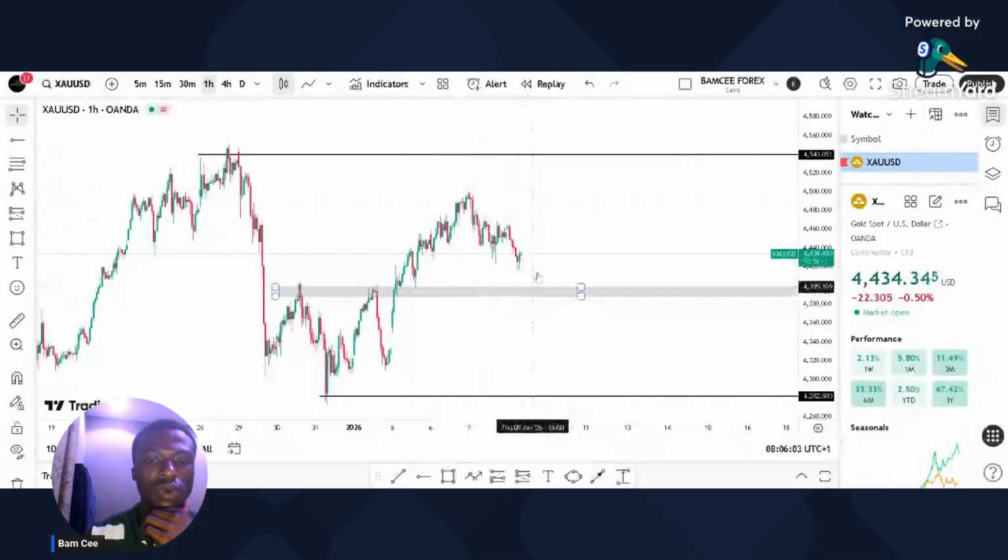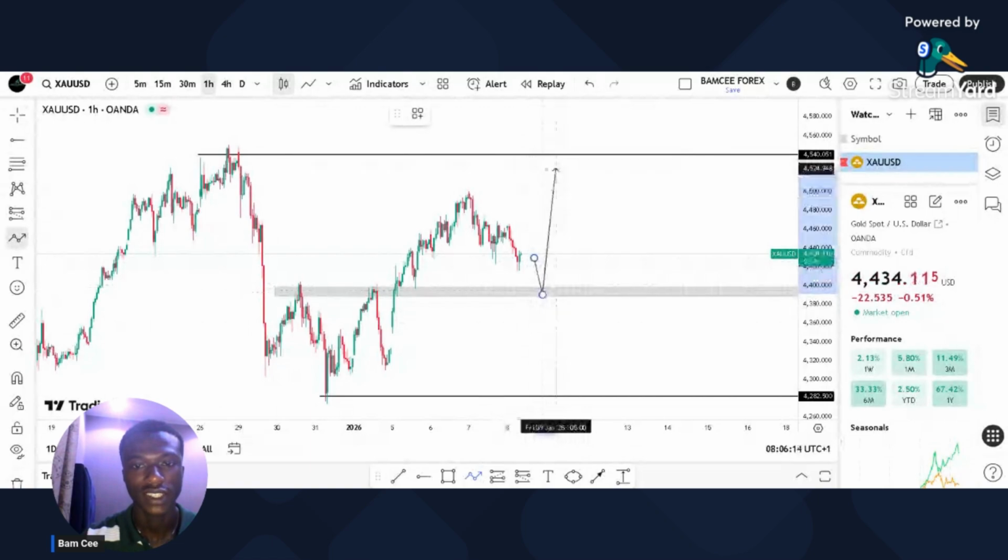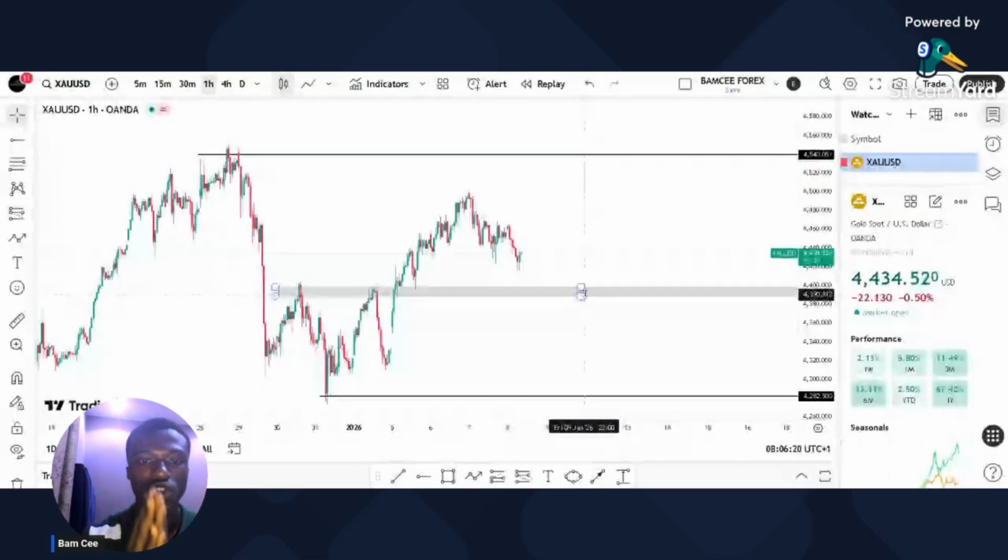All right, so what I'll be looking out for is price to drop back again to these particular levels, then we expect a crazy buy to the upside. That's what I'm looking out for. But at the same time, we also need to break down the charts to see what is happening.